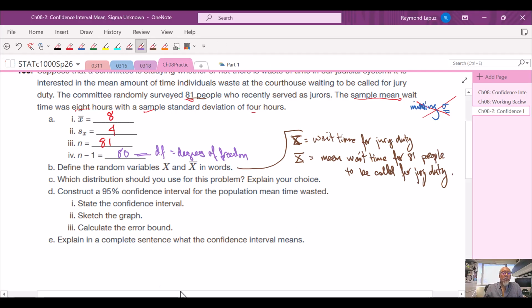Now it says, what distribution should you use for this problem? Since sigma is unknown, we're going to use the student t distribution.